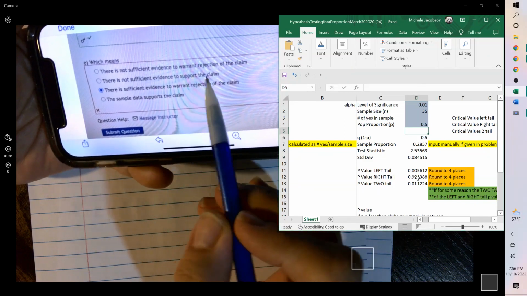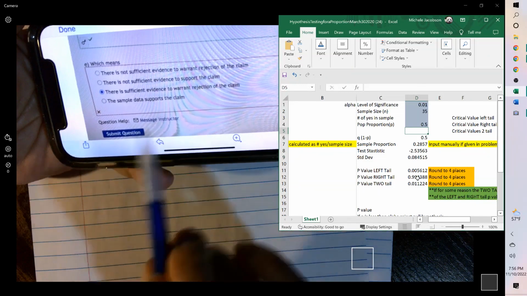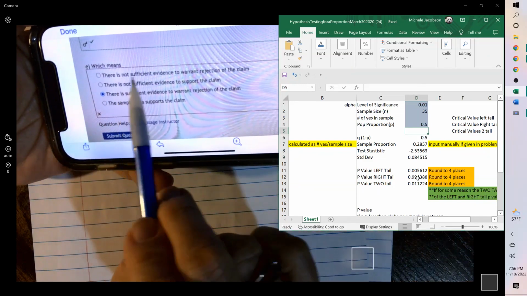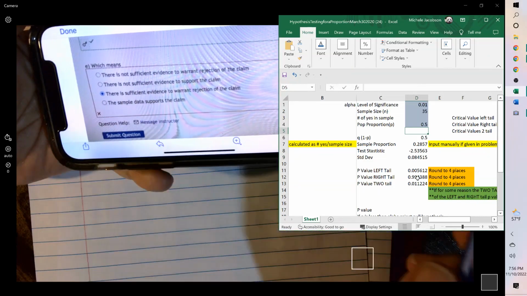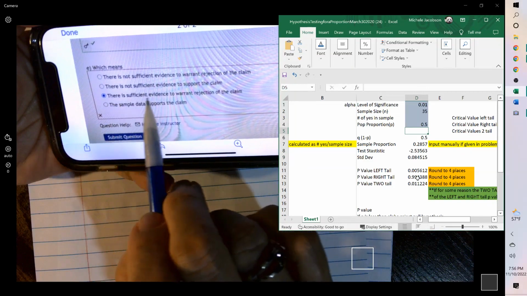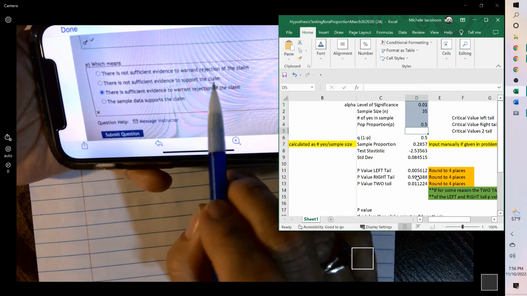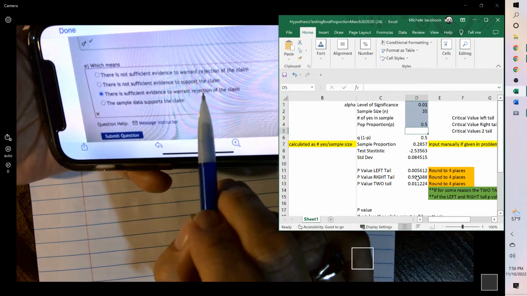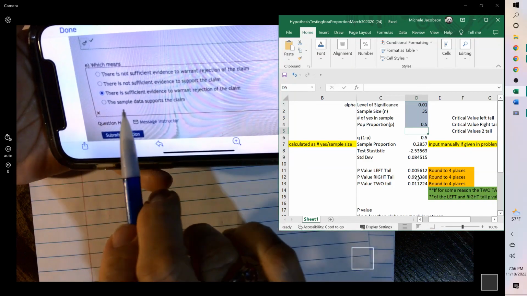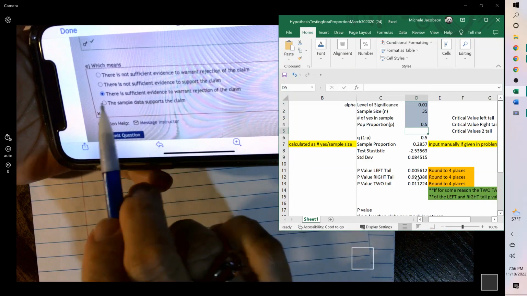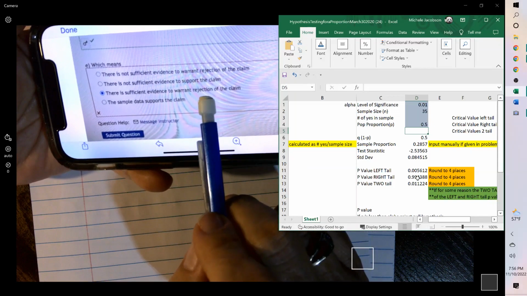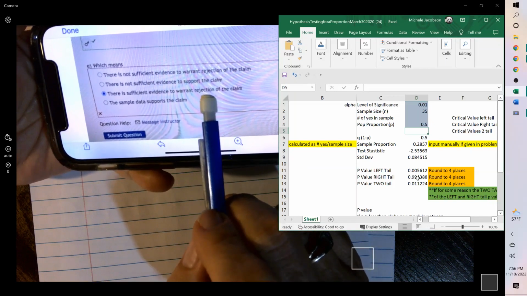You want to support the claim. These are saying not sufficient evidence, so they're definitely wrong. But you want one that says there's sufficient evidence to support the claim. Since this one says reject the claim, that's what makes it wrong. And the sample data supports the claim is this one. So it's that little part here that says reject that makes this one wrong.